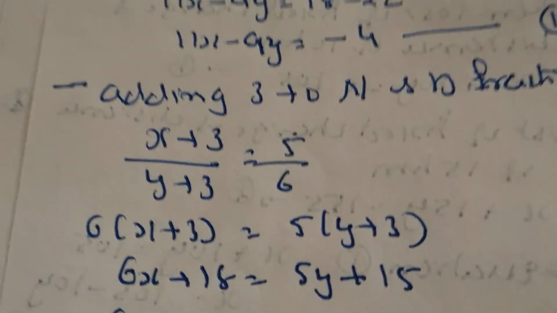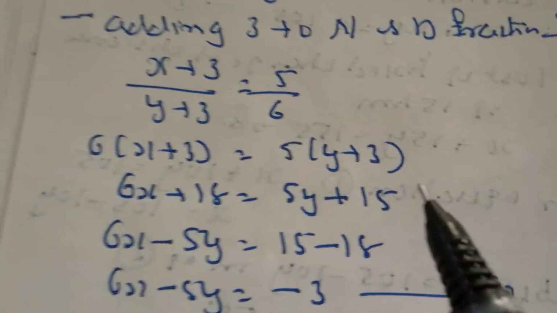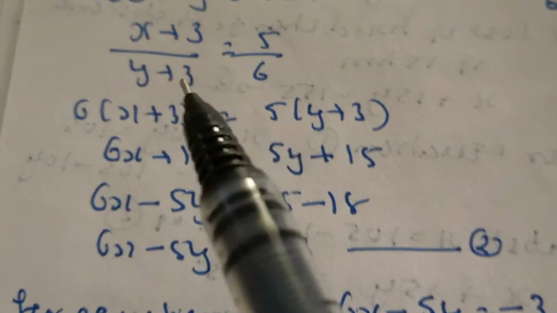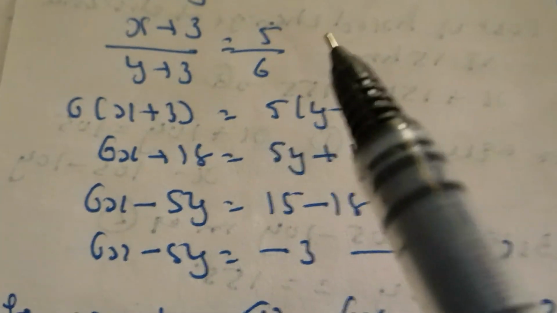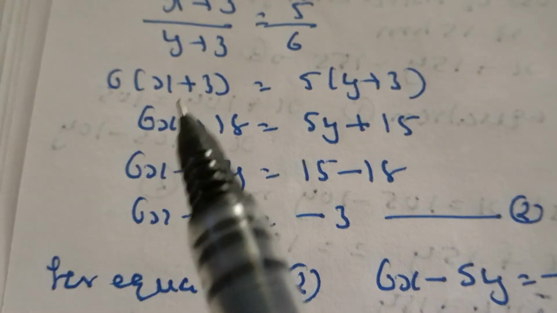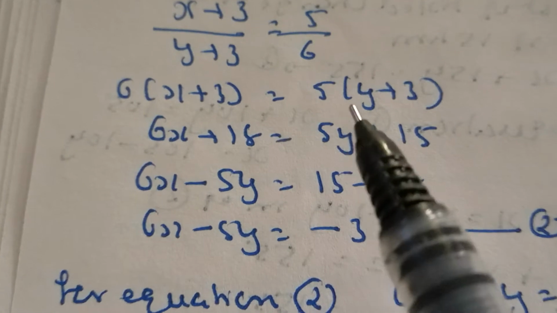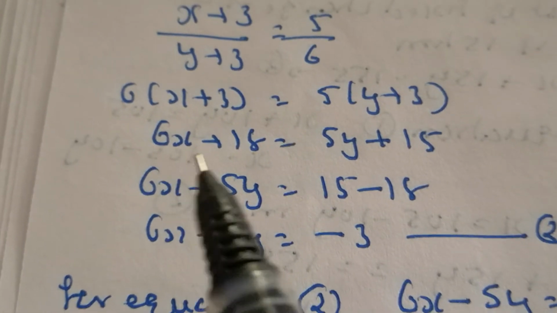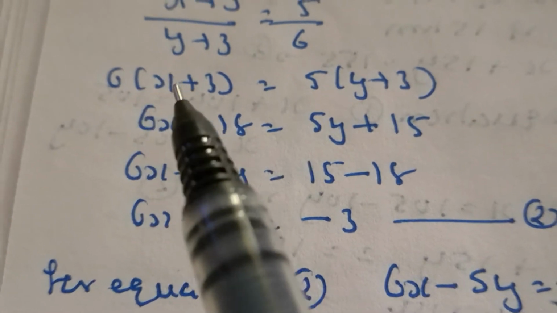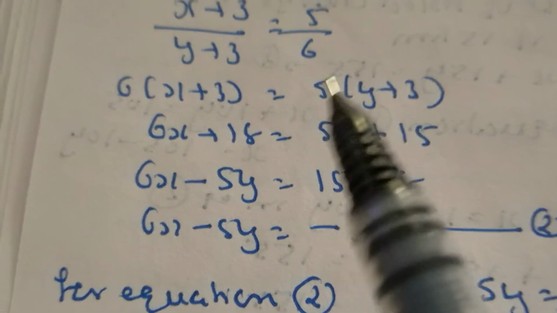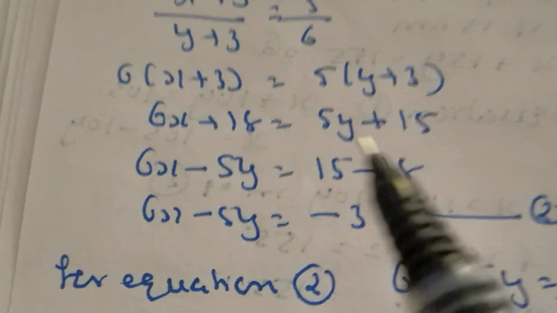So (x plus 3) upon (y plus 3) is equal to 5 upon 6. Same way, cross multiplication: 6 goes on the left hand side and y plus 3 goes on the right hand side. So the equation becomes 6 into (x plus 3) is equal to 5 into (y plus 3). So I am going to get 6x plus 18, multiplying 6 into x and 6 into 3. Same way, 5 into y, 5y, and 5 into 3 is equal to 15.